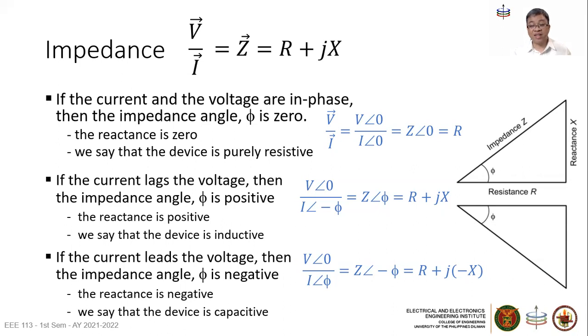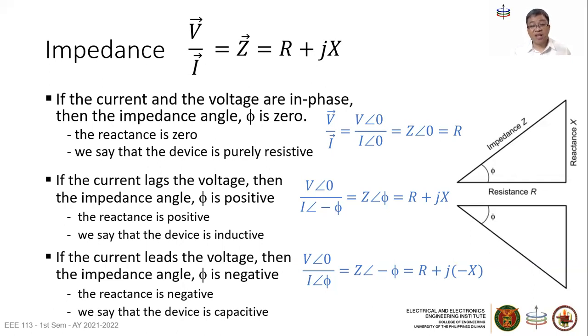Case 3, finally, is the case wherein the current leads the voltage. Therefore, at V angle 0, we have an I angle positive phi. So V over I is Z, 0 minus phi is negative phi. Therefore, we have an R, and because that's a negative angle there, the reactance or the imaginary component is a negative value this time.